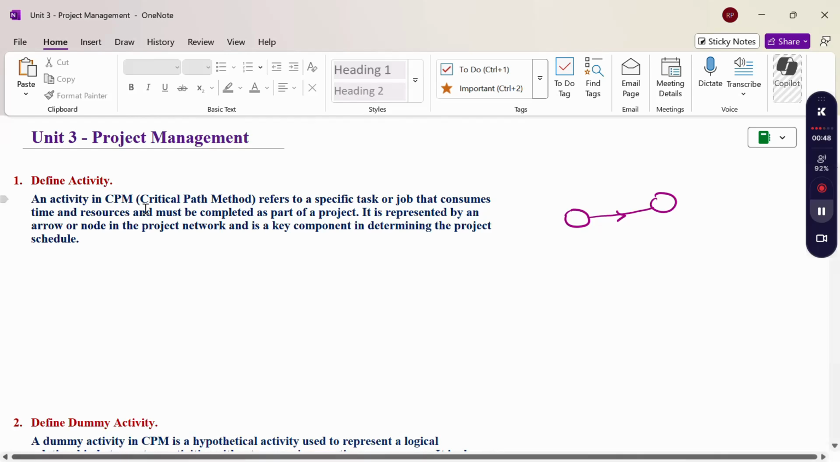An activity in CPM refers to a specific task or job that consumes time and resource and must be completed as part of the project. It is represented by an arrow or node in the project network and is a key component in determining the project schedule.